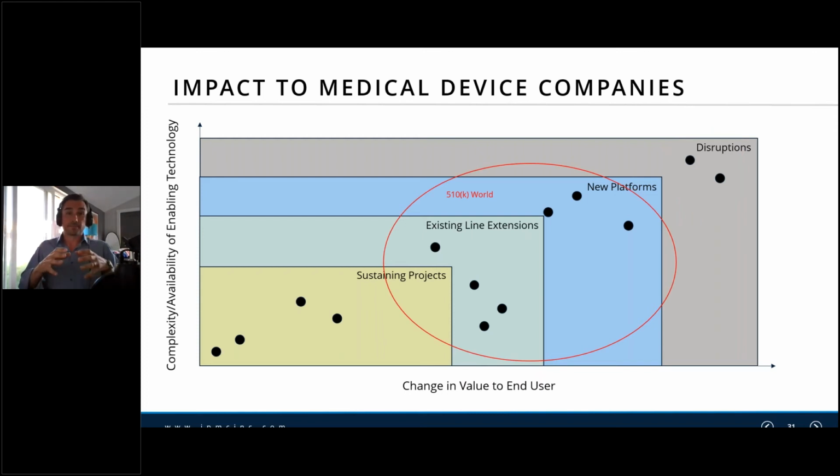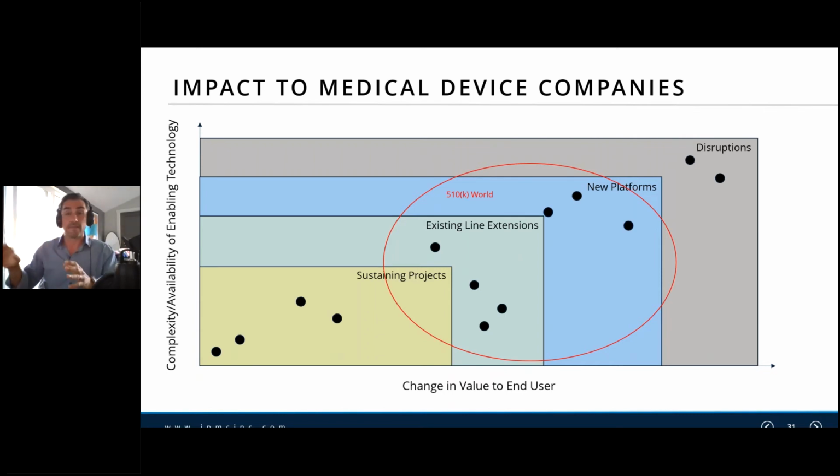This is everything else. This is our bread and butter. This is why we get paid. This is how we earn our living. It's this world right here. Everything from a new kind of suturing device to a new kind of infusion pump all gets thrown into the 510K world, right?